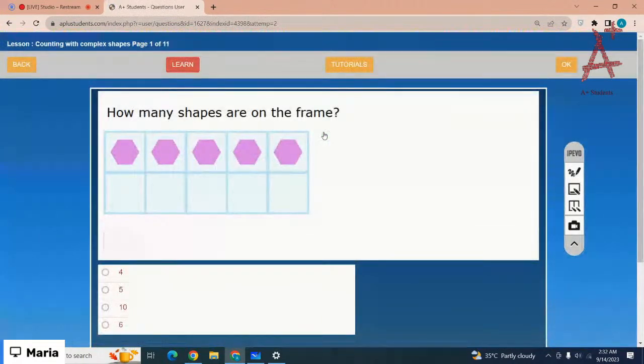How many shapes are on the frame? Yes, there are 5 shapes. The correct option is 5. You just have to count and write the answer in the chat box, right? There are only 5 shapes.